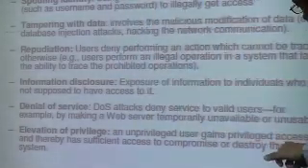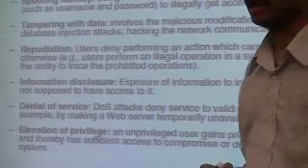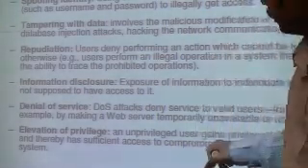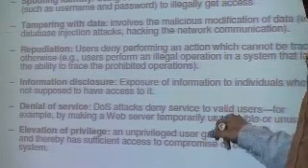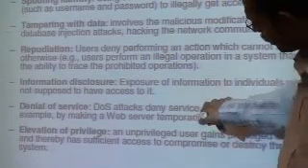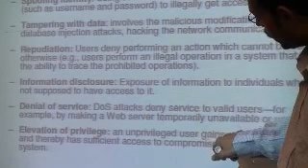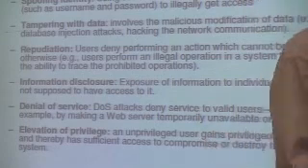Okay, so it's sufficient enough to compromise or destroy the entire system. Okay, and this one affects what? The availability, right? So if someone does a denial of service, it affects availability. The elevation of privilege does what?